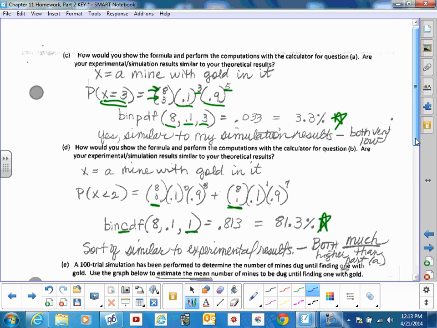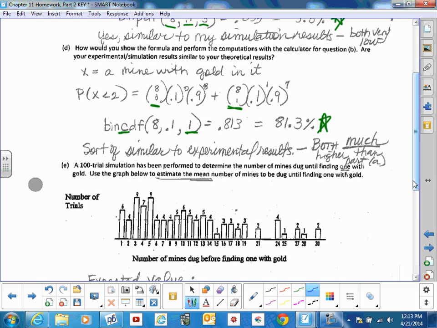What was different about this second one is you had 2 items. You had to do the PDF of 0 plus the PDF of 1, which is 2 calculator strokes. Or you could save some calculator strokes and do the cumulative up to and including 1. That way, in one calculator stroke, it gives you the binomial PDF of 0 plus the PDF of 1.